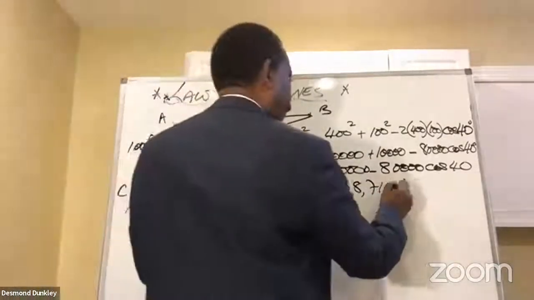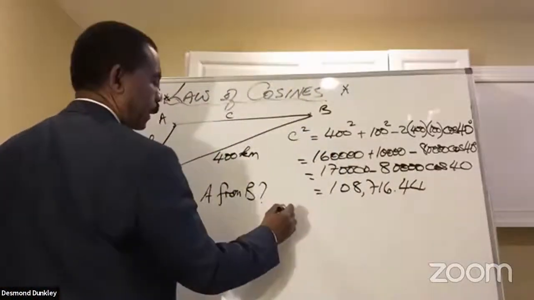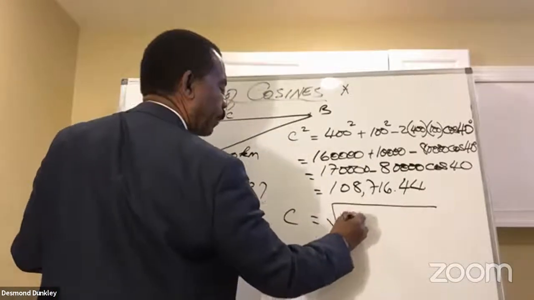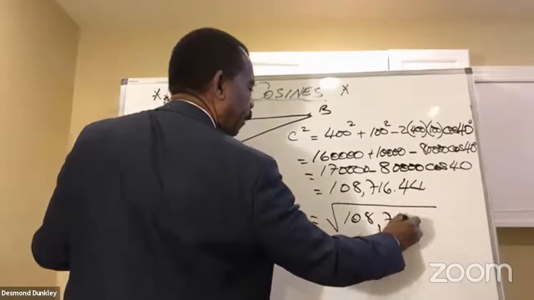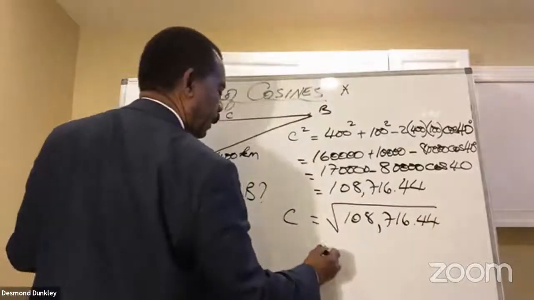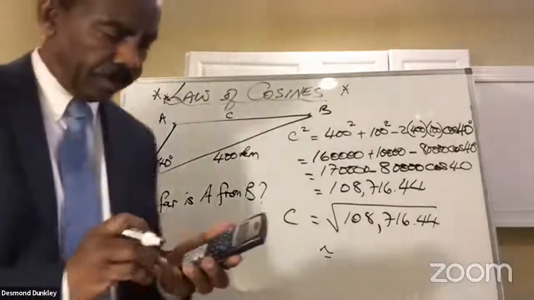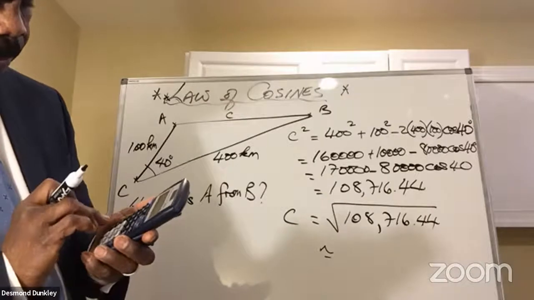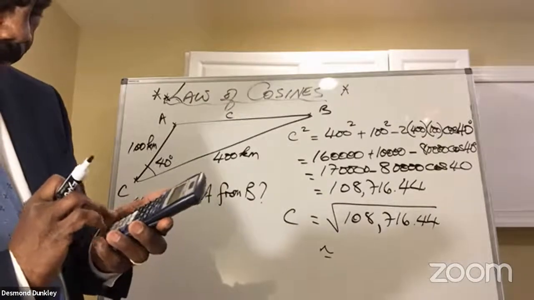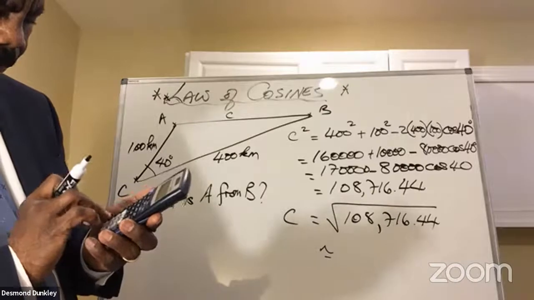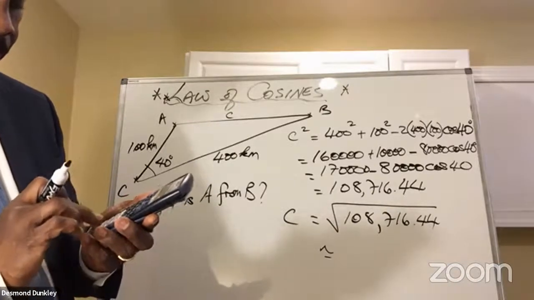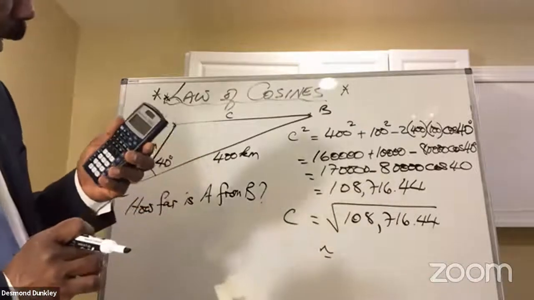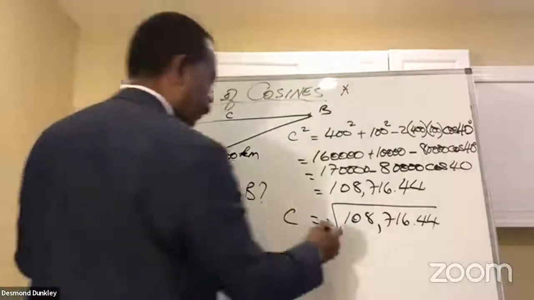108,716.44. So therefore, C has to be equal to the square root of 108,716.44, which is approximately equal to... so let's go, square root of 108,716.44, close parentheses, and the answer is 329.72.